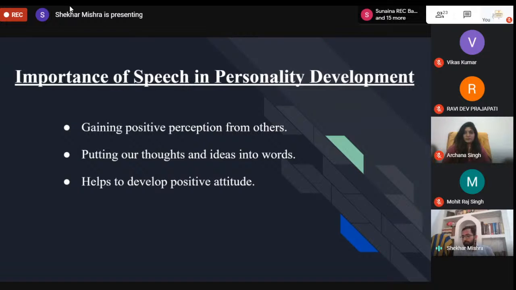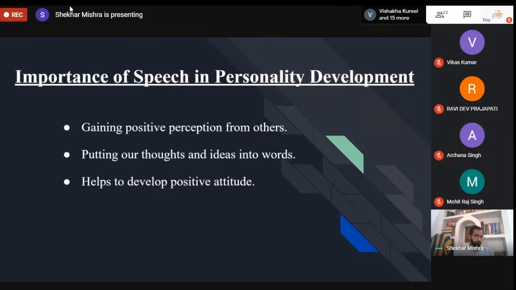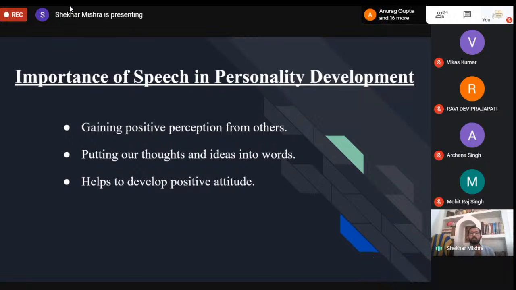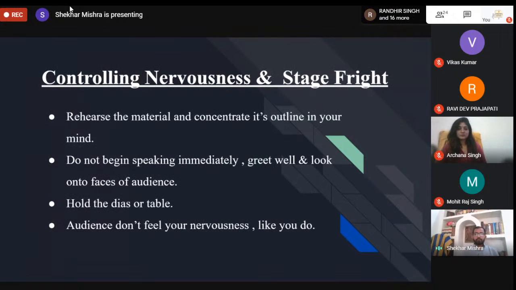Now, what is the importance of speech in personality development? You will gain positive perceptions from others. Others' view about you will always be good if you are honest, if you are able to present yourself. It gives you a chance to present your thoughts and ideas in words. If I was not able to present these things, I was not able to tell you all this. And if we fulfill all these criteria, we will develop a positive attitude towards things.